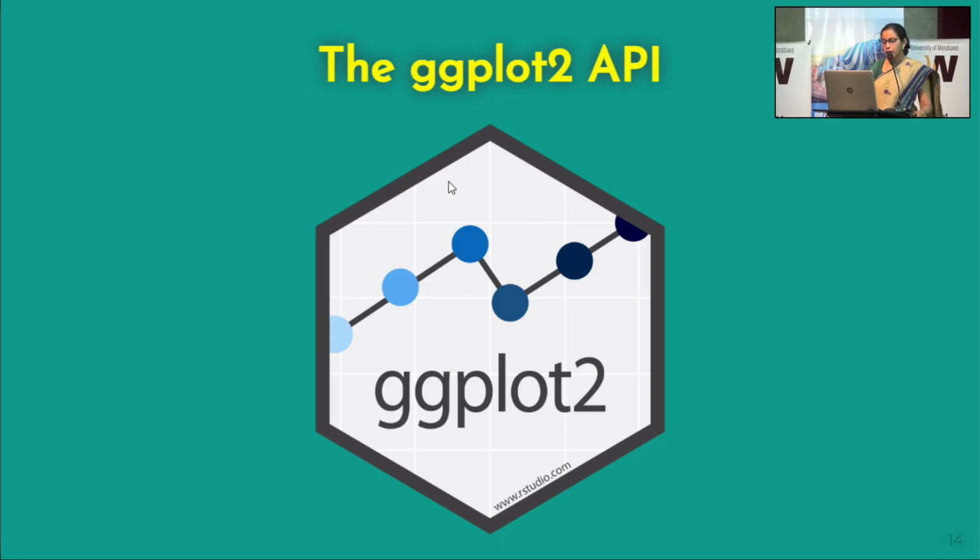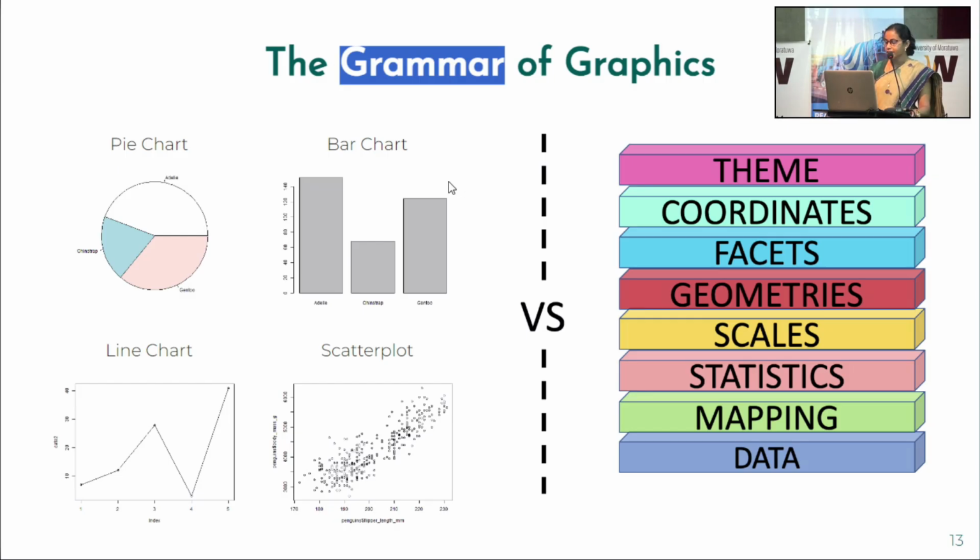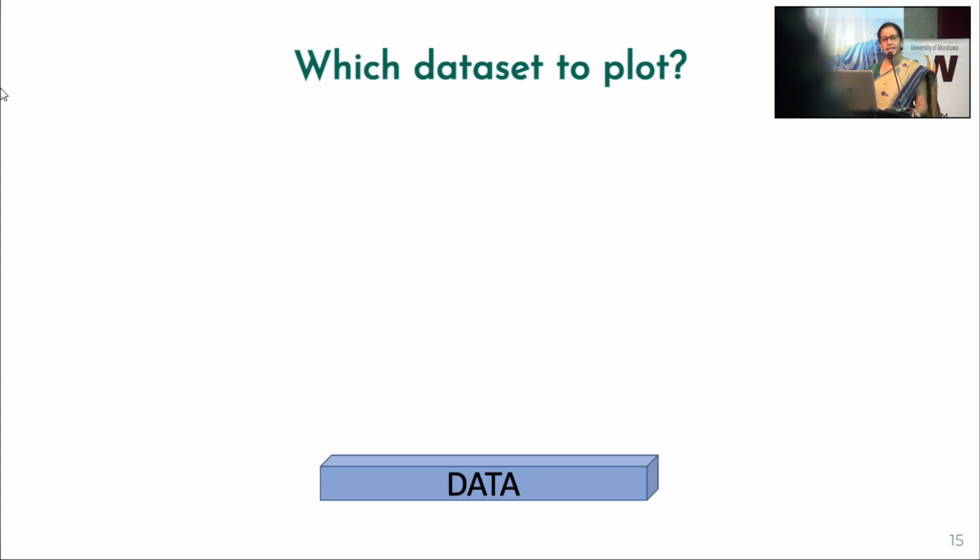Okay, so now let's come to the 8. Now let me explain these 8 layers separately. We have data, mapping, statistics, scales, geometry, facet, coordinate, and theme. So we are going to start from the bottom layer. The very first layer is data.